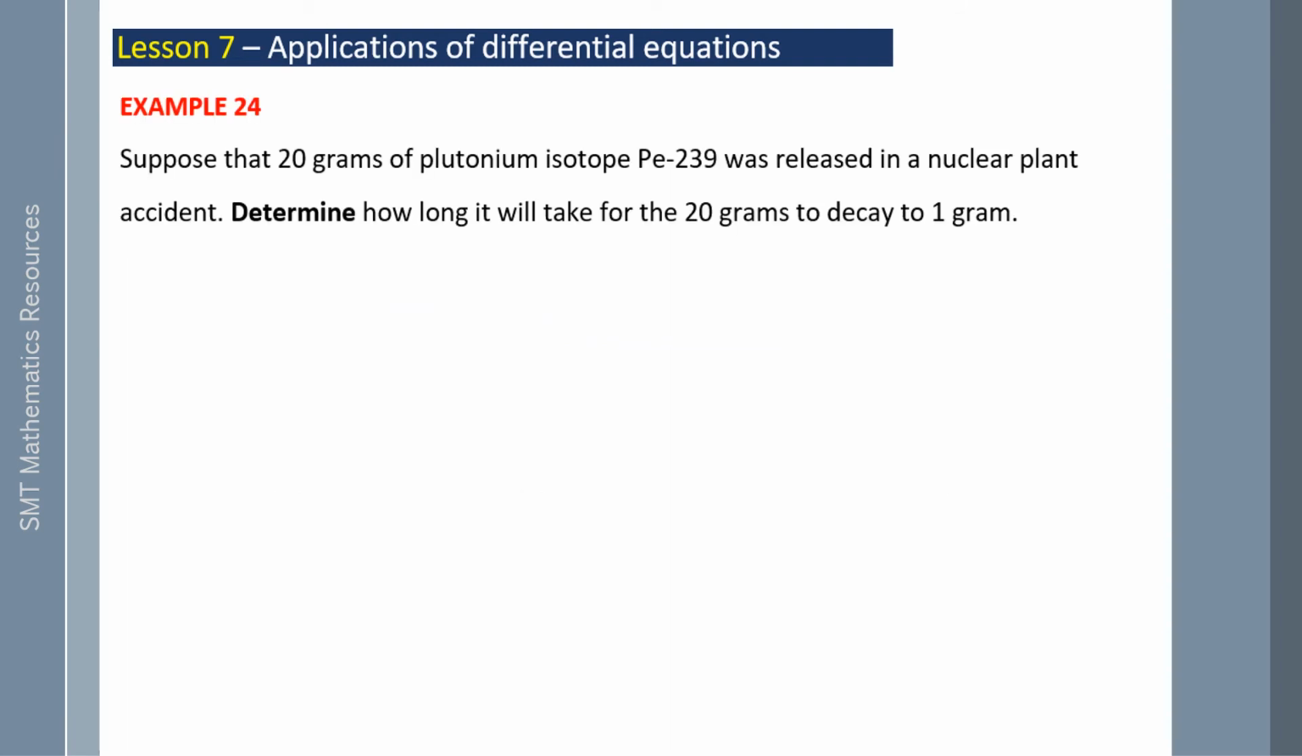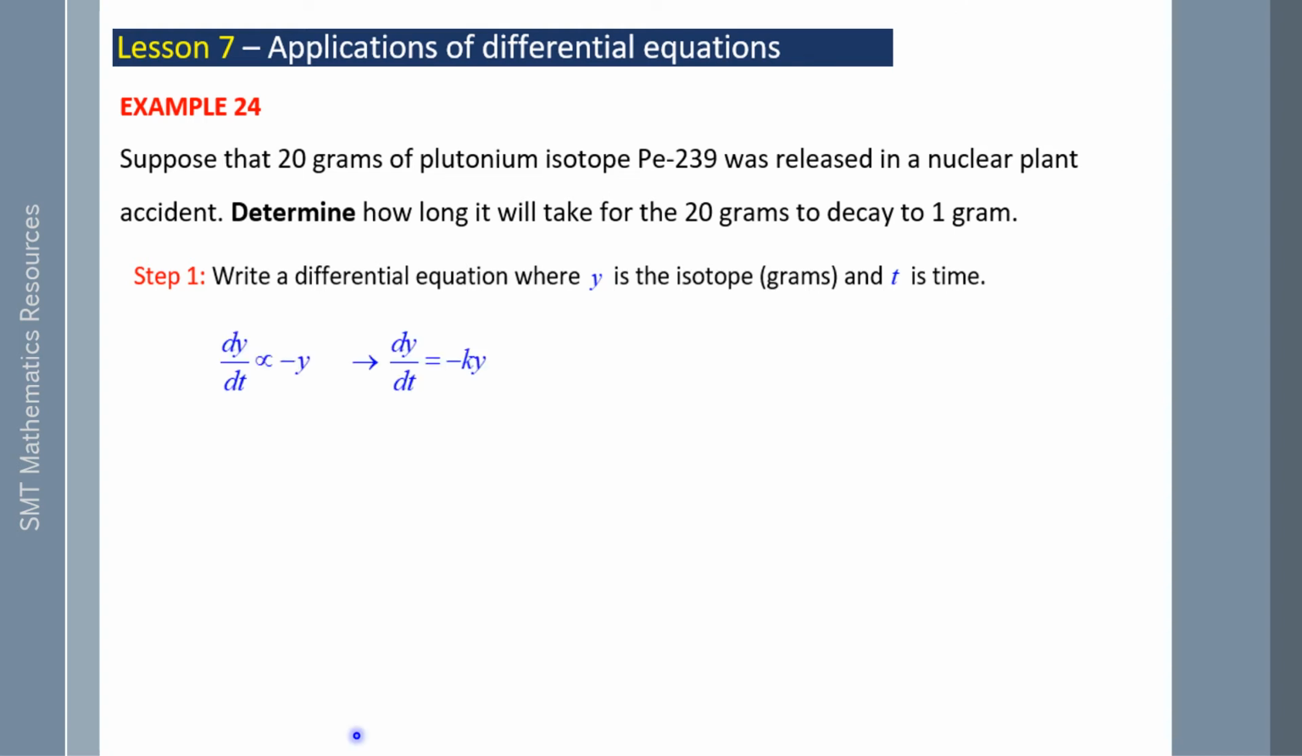Example 24. Suppose that 20 grams of plutonium isotope Pu-242 was released in a nuclear plant accident. Determine how long it will take for 20 grams to decay to 1 gram. Step 1. Write a differential equation where y is the isotope in grams and t is time.